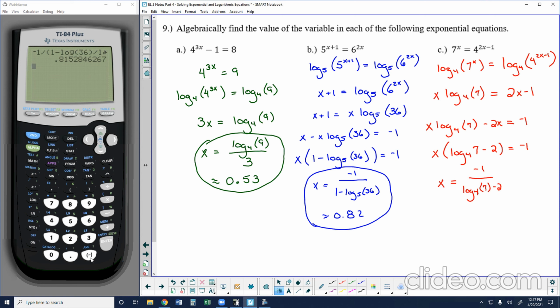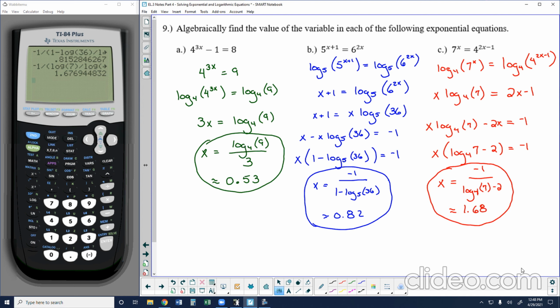And so if I type that into my calculator, I have negative 1 divided by, using the change of base formula, log of 7 divided by log of 4, and that's subtracted by 2, which would give me an approximate value of 1.68. So here we see some creative uses of not just the fundamental properties of logarithms, but also the power property of logarithms to get x into a position where we can solve.